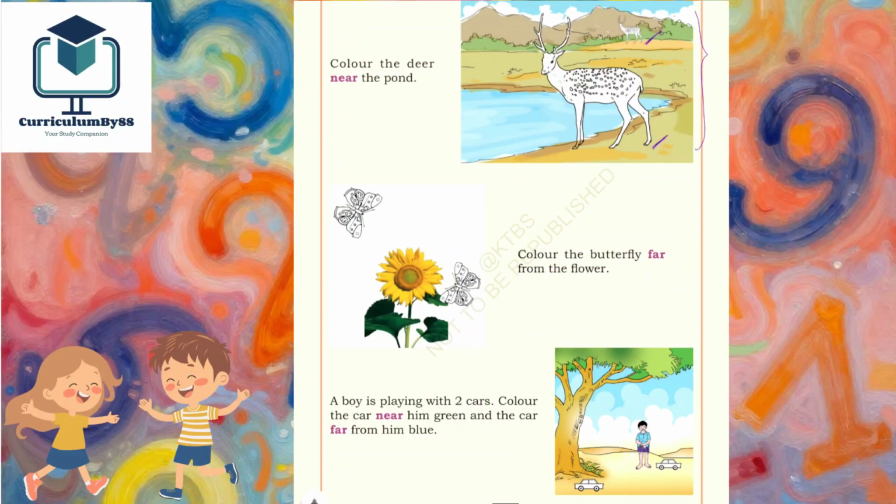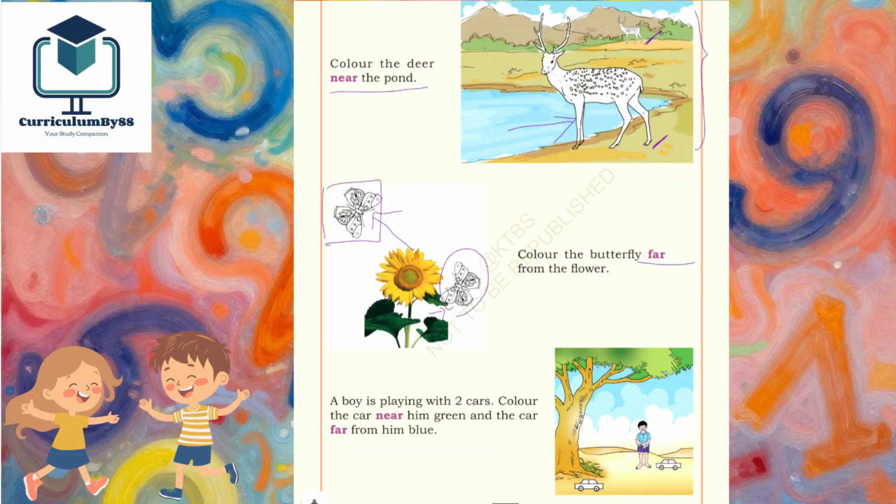In this picture they have given two deers, one and two. They are asking us to color the deer near the pond. Which is close to the pond? This. You need to color this deer. Color the butterfly far from the flower. So this butterfly is close to the flower, but this butterfly is far from the flower. So they have asked us to color the butterfly which is far. So you have to color this butterfly.